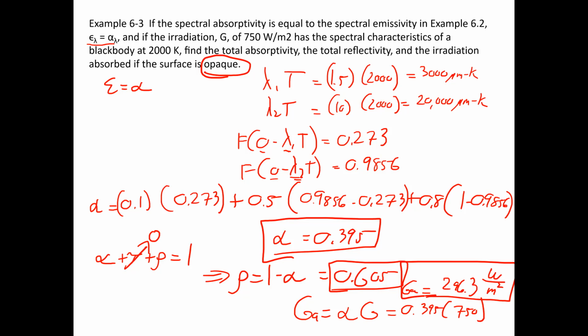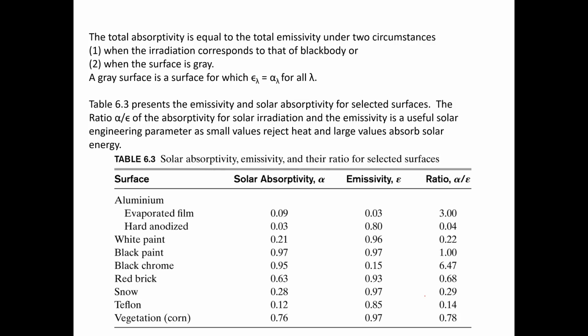Now, moving on, just a quick thing to say here: the total absorptivity of any surface is equal to the emissivity under two circumstances. One, when the irradiation corresponds to that of a black body, or when the surface is gray. A gray surface is a surface for which the emissivity equals the absorptivity for all wavelength values. So just to give you an idea of what surfaces have as far as values for absorptivity and emissivity, this table on the bottom of the slide represents the emissivity and solar absorptivity for different selected surfaces.